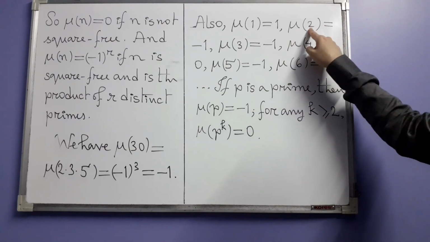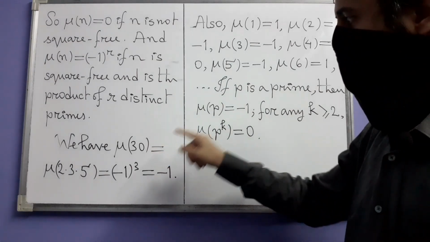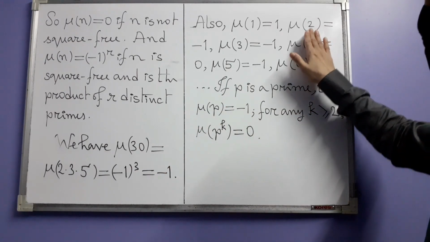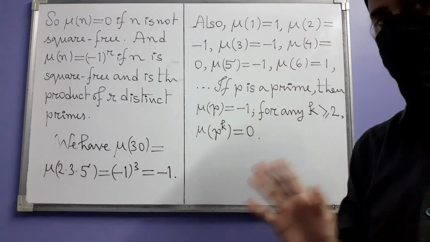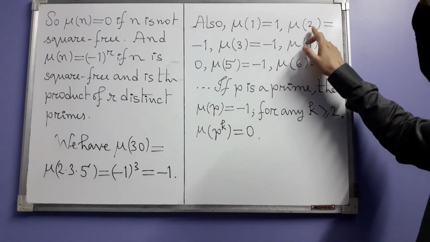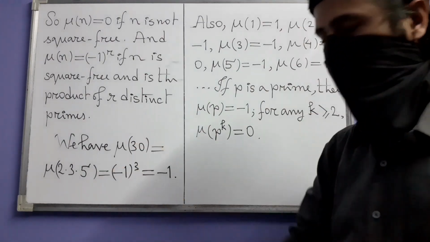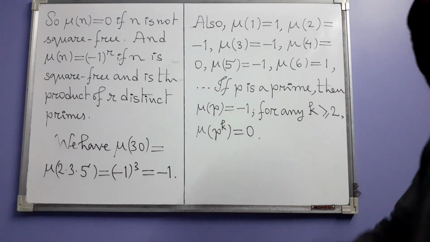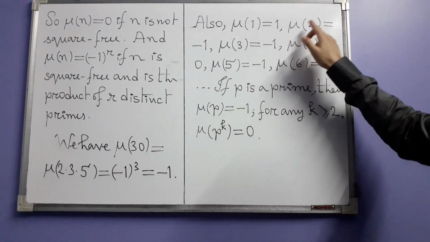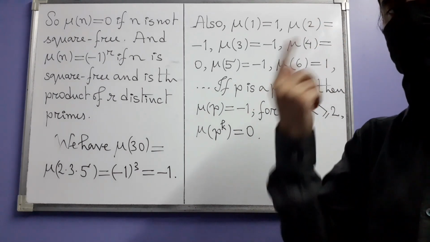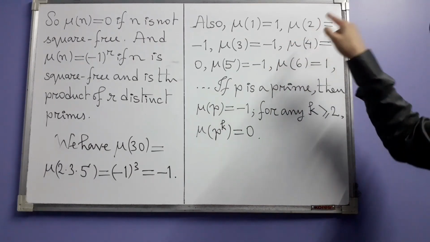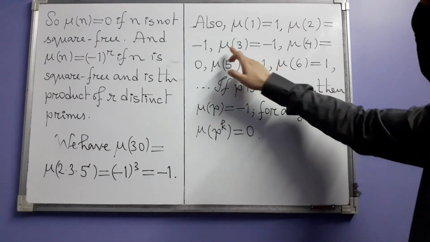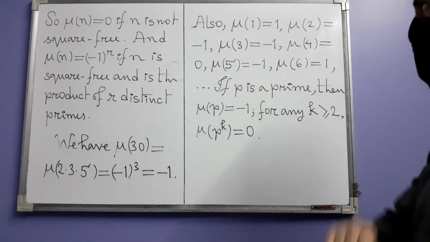What is mu of 2? Note that 2 is also a number of the form 30. Yes, it's true that 2 is prime and 30 is composite, but that's not the point. The point here is that 2 is square free, 30 is also square free. Both 2 and 30, none of them is divisible by the square of any prime. So by the definition, mu of 2 would be minus 1 to the power 1, because there is only one prime involved in the factorization of 2, which is 2 itself. Similarly, mu of 3 is also minus 1 because 3 is prime.